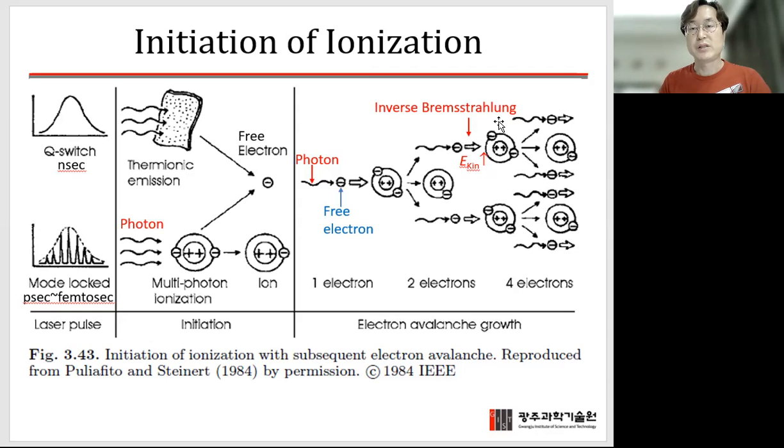Bremsstrahlung radiation basically means that by giving a very high kinetic energy, and then once the kinetic energy is suddenly stopped or slowed down, then the radiation can come out, which is either an X-ray or a photon. But here it is opposite, so that by giving the laser, the electron can gain more kinetic energy so that it has enough energy to kick out the electron in the atom or molecule.